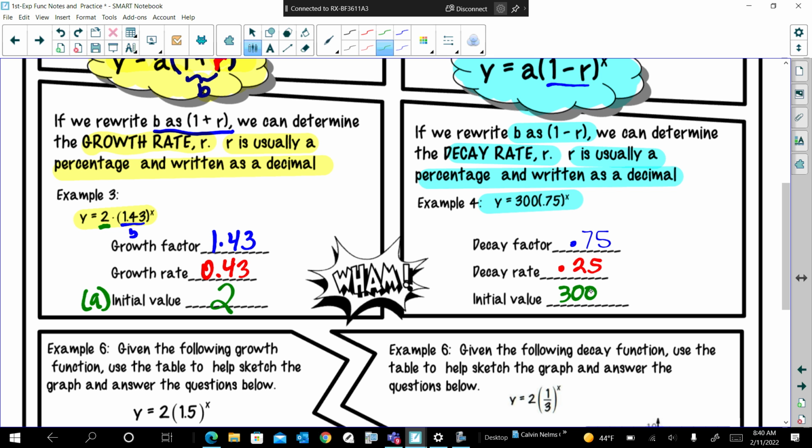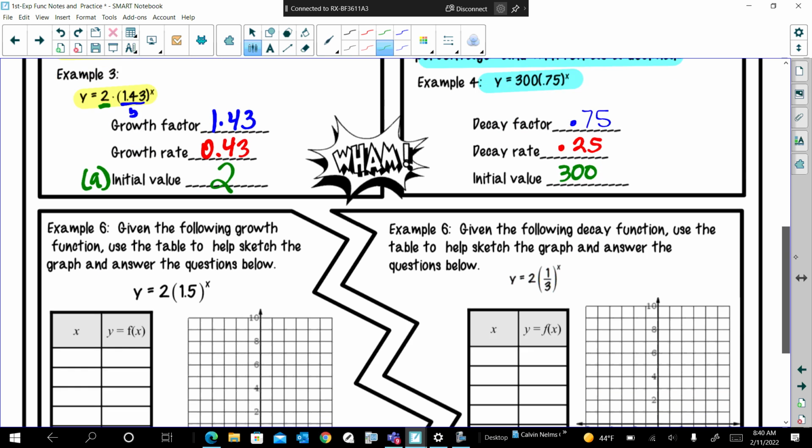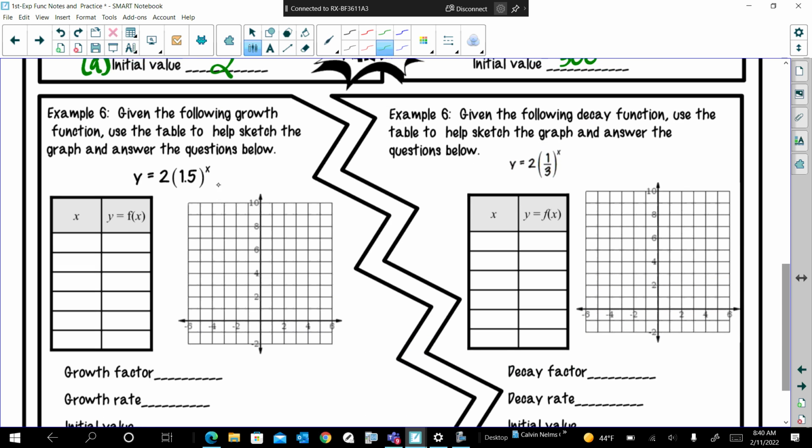All right, so the way we're going to start off with using exponential functions is I'm just going to give you the equation. You're going to look at the equation, tell me if it's a growth or a decay. And then you're going to fill in the table. You're going to sketch a graph. You're going to tell me what the growth factor is, the growth rate. You're going to tell me the parts, okay?